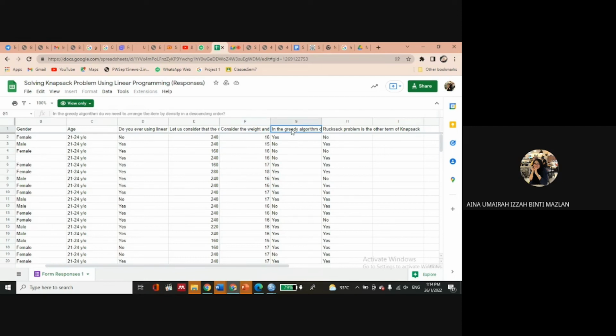So the next question is about the greedy algorithm. In the greedy algorithm, do we need to arrange the items by density in descending order? There are still 6 respondents who said no to this question. So obviously there are still respondents who are less skilled in this greedy algorithm. Lastly, the question is about rucksack. Rucksack problem is the other term for knapsack. A total of 16 respondents answered yes and 4 respondents answered no.